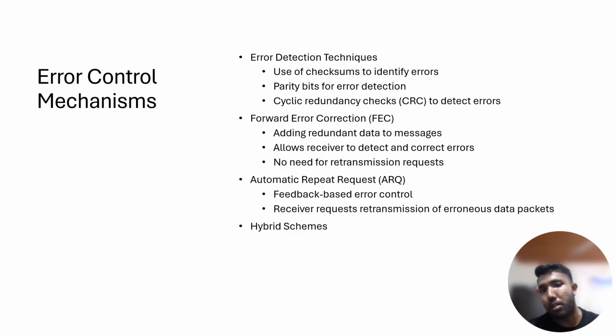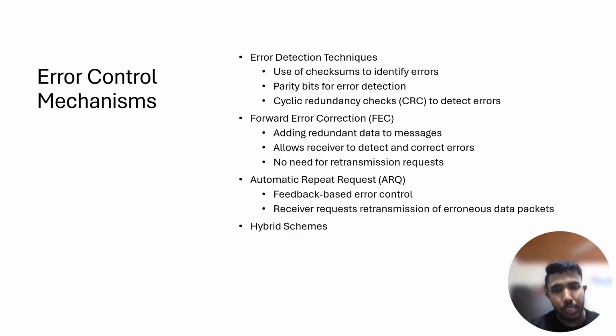CRC is particularly powerful as it can detect all single bit errors, all double bit errors, and many burst errors. Second one, forward error correction, FEC, adds redundant data to the message that allows the receiver to detect and correct errors without requesting retransmissions. Techniques like convolutional codes, Reed-Solomon codes, and turbo codes can recover from various error patterns at the cost of transmission overhead.